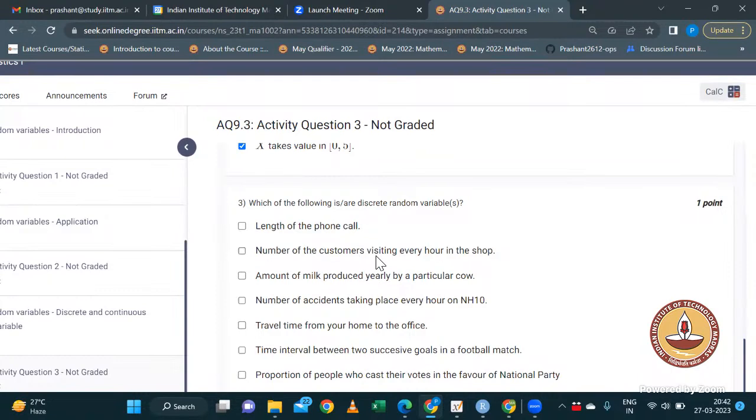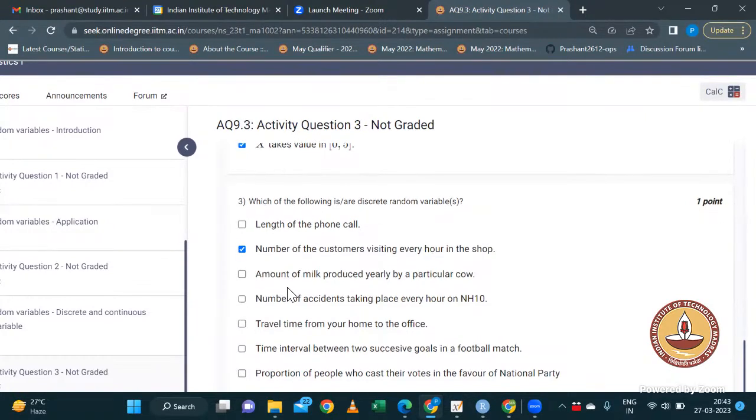What about the number of customers visiting every hour in the shop? Discrete. It's discrete. I'm interested to know the number of customers. I can count one customer, two. Correct? I'm not interested in the hour, I'm interested in customers, right? Yes, sir.